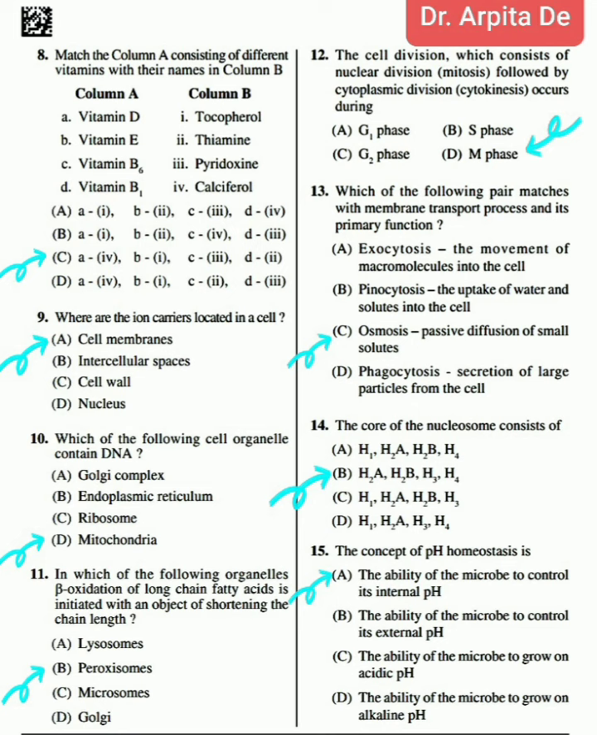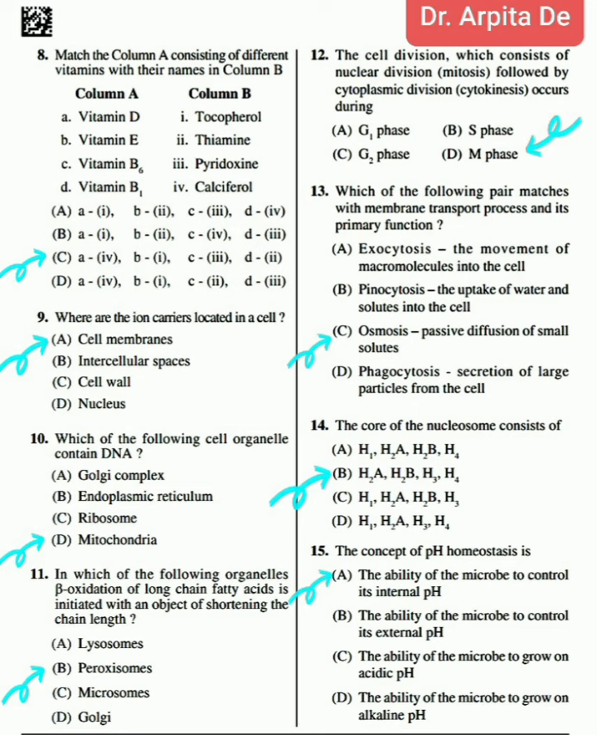Coming to 14, the core of the nucleosome consists of H1, H2A, H2B, H4. No. H2A, H2B, H3, H4. Correct. So option B is your correct answer. C and D also are not matching. So option B is your correct answer.